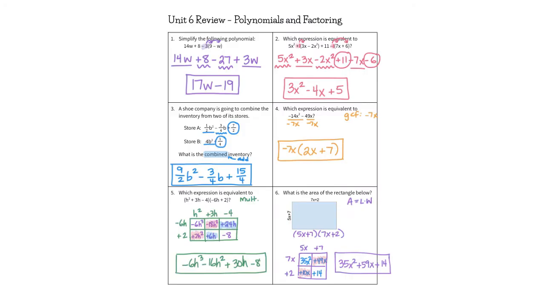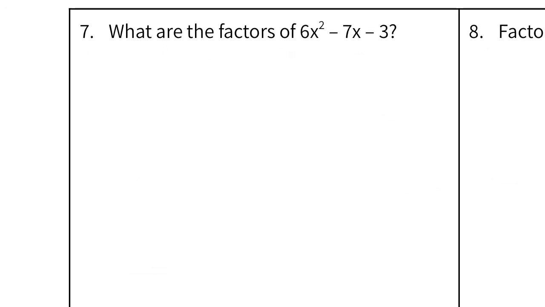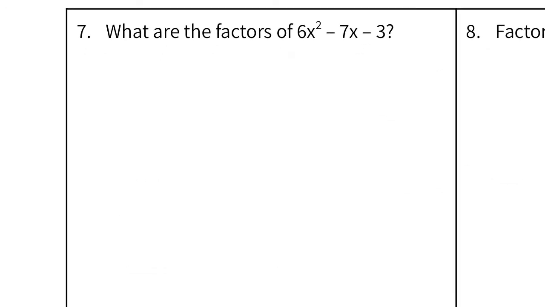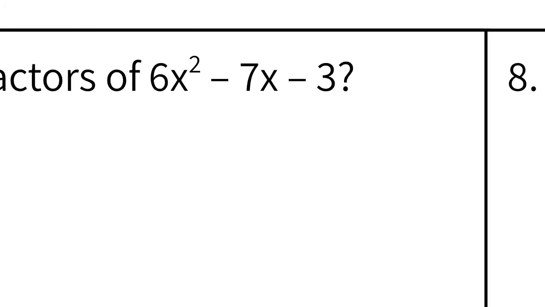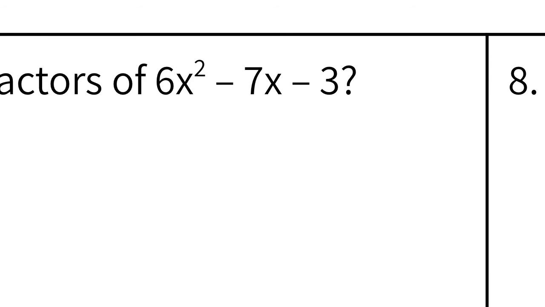Okay, let's move on. Okay, so the last problems are all going to be factoring. For this one, it says, what are the factors of 6x squared minus 7x minus 3? So we need to look at those numbers. 6 is our A, negative 7 is B, negative 3 is C.